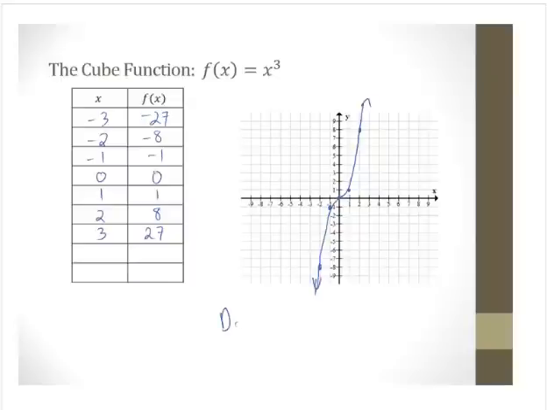Let's find the domain and range. Well, this continues all the way to the left and all the way to the right, so the domain is -infinity to infinity, and the range, all the way from the bottom to all the way to the top, is also -infinity to infinity.